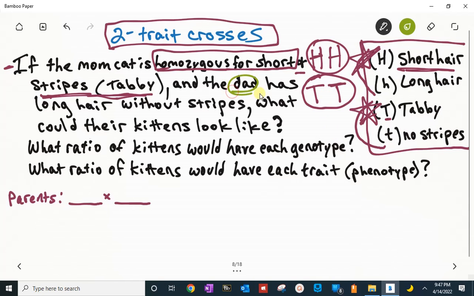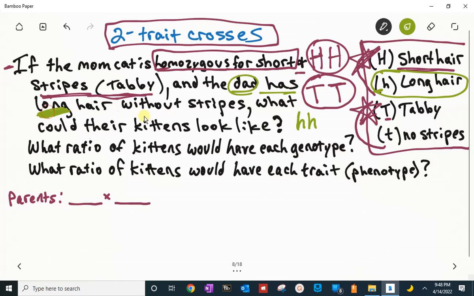And the dad has long hair. So if the dad has long hair, that's a recessive gene. So that means he has to be homozygous for lowercase h's. So he has to have both of his alleles lowercase h's in order for that recessive gene to shine through in his body, for him to have long hair.